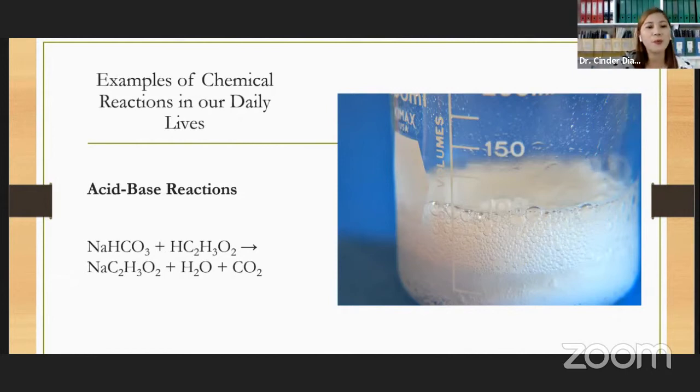So this is the chemical formula of an acid-base reaction. You have NaHCO3 plus HC2H3O2. The products will be NaC2H3O2 plus water plus carbon dioxide.